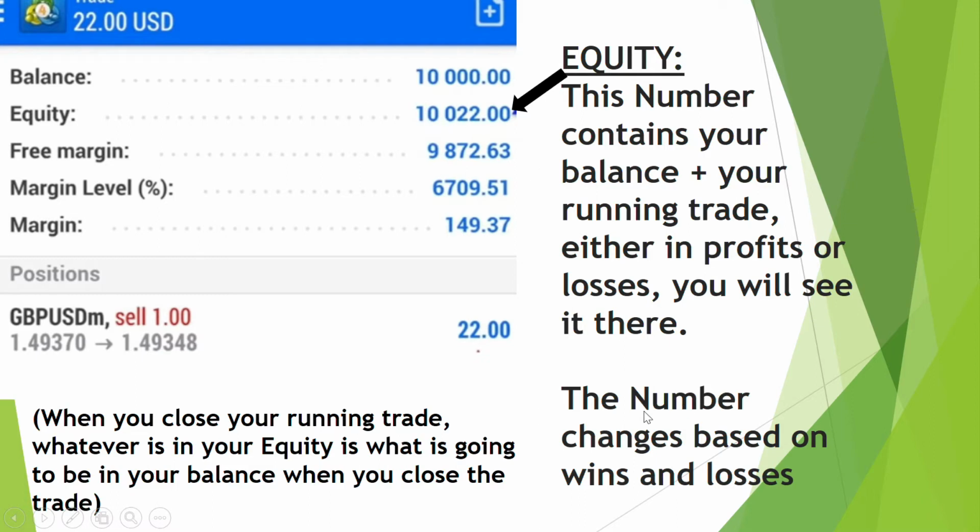The number changes based on wins and losses. Equity changes based on wins and losses. When you close your running trade, whatever is in your equity is what is going to be in your balance. Keep your eyes on equity, not on balance. Equity will become your new balance when you close your trade.